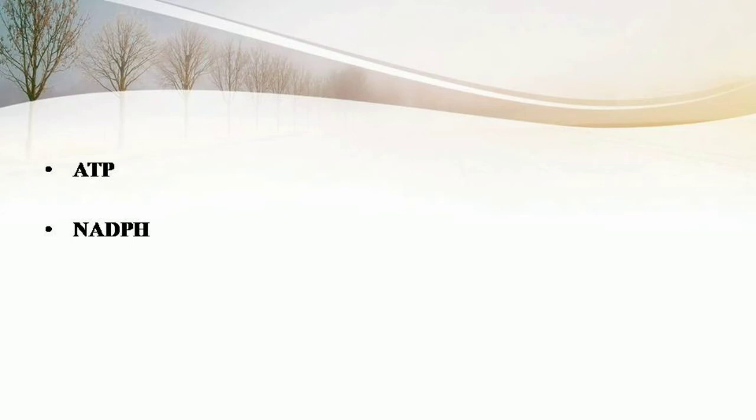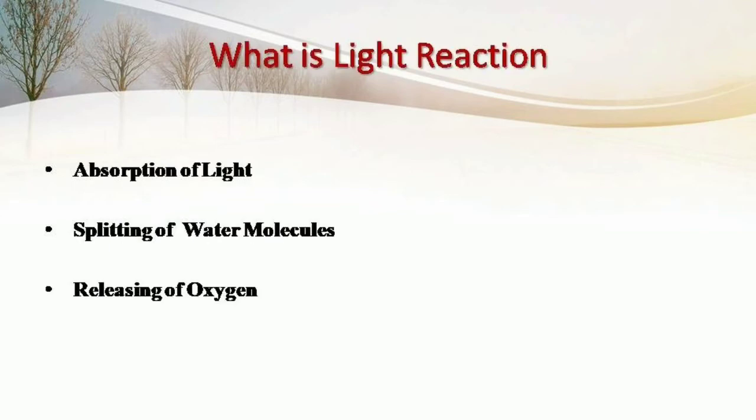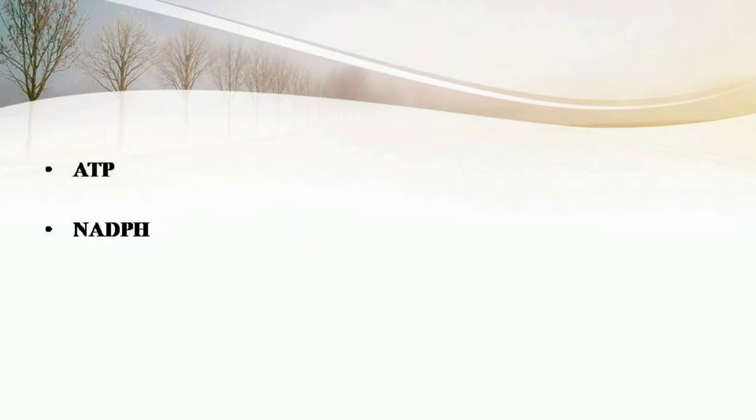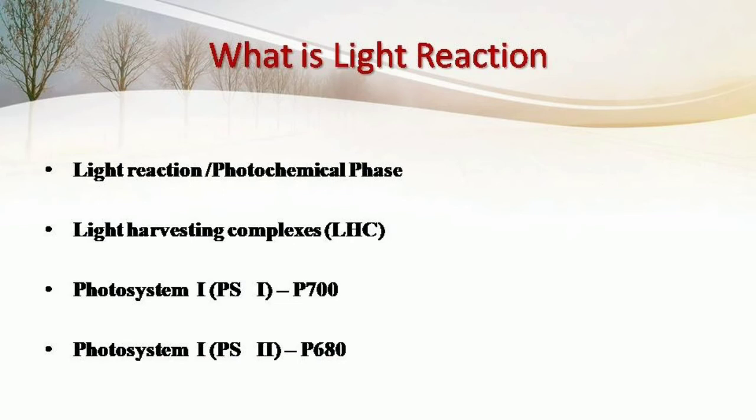Several complexes are involved in the light reaction. We have said that absorption of light, splitting of water molecules, release of oxygen, and ATP and NADPH formation take place, so these many complexes are formed. The photosynthetic pigments are organized into two photochemical light harvesting complexes. In short, we say LHC, light harvesting complexes. They are, the first one is photosystem 1, in short form PS1, and the second one is photosystem 2, in short form PS2.